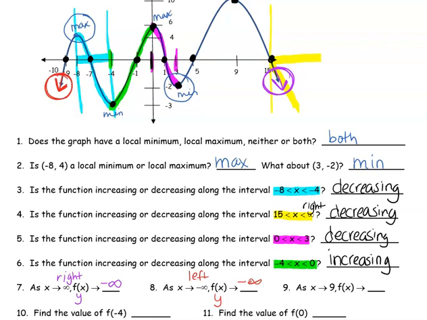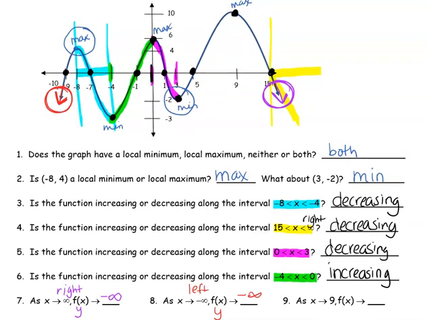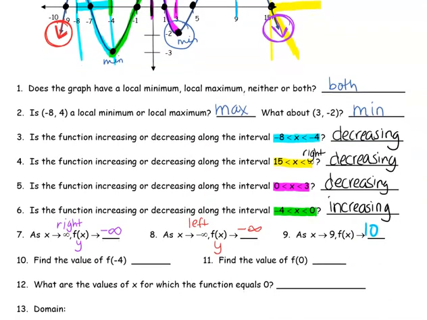Number 9, as x goes to a positive 9, what is f of x? So it's that function notation. When x is 9, here's 9, I find my function. What is the y value? This coordinate is at 9, 10. So when x is 9, my f of x or my y is going to be 10. That's just a fancy way of doing what we did down here.